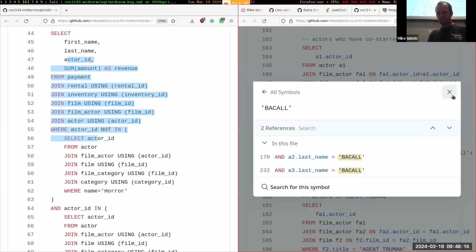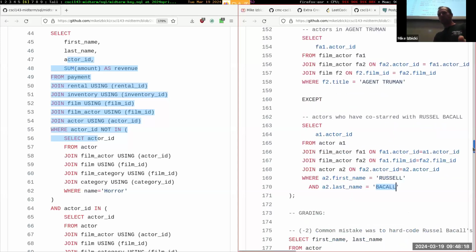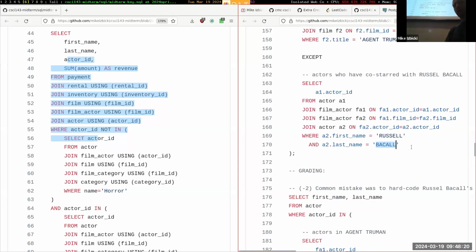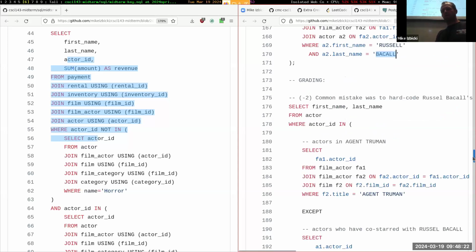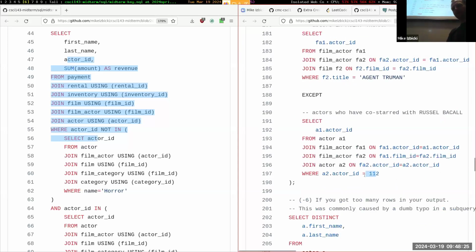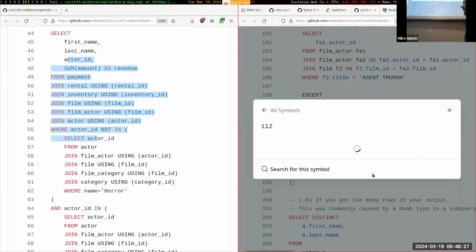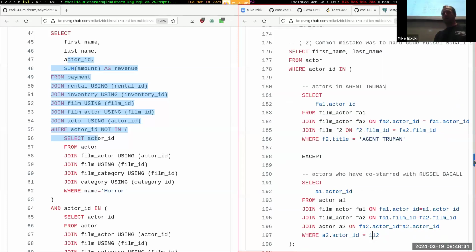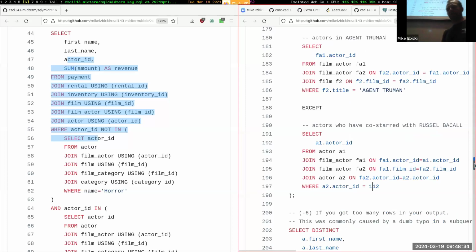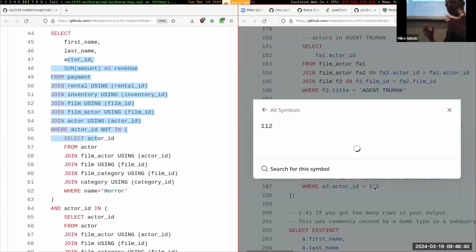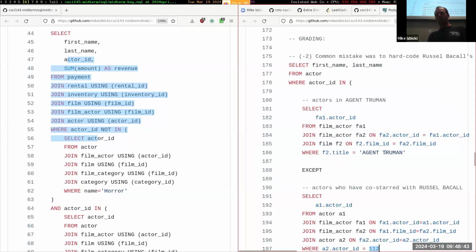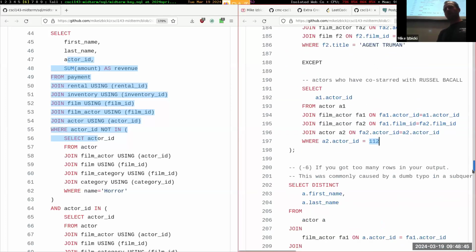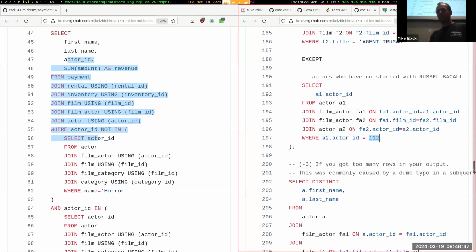Why is that doing that? Instead of actually putting the name Russell Bacall in your SQL query, you for some reason hard-coded the fact that he has actor ID 112, and that happens to be true for the database as it is right now, but it's not true in general. The correct way to do this is to not hard-code these values, because there's nothing intrinsic about Russell Bacall that is the number 112. You should actually be looking that up from his name.